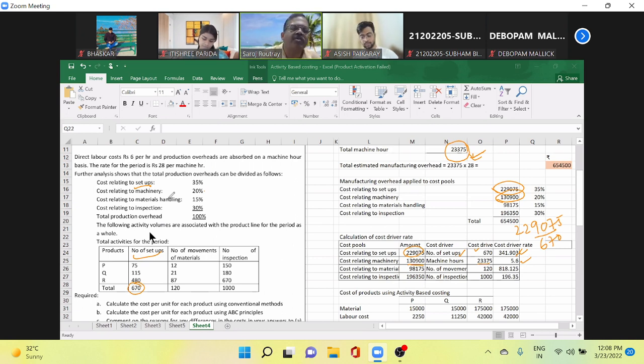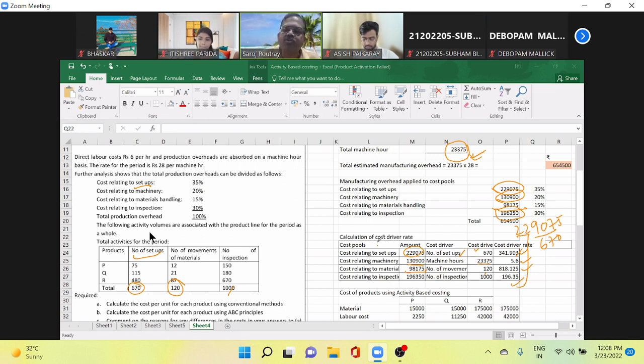Similarly, for material handling, the cost is 98,000, and divided by the total number of movements, 120. This is the material handling cost per movement. Then this is your inspection cost, divided by the number of inspections. So this is coming to 196.35. So this is the driver rate.